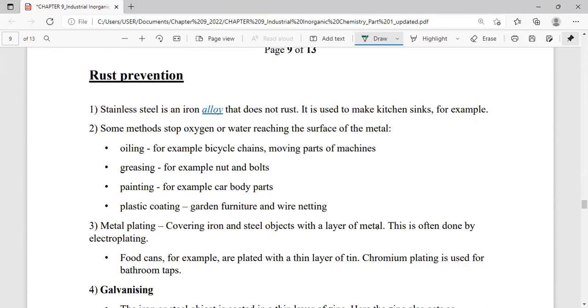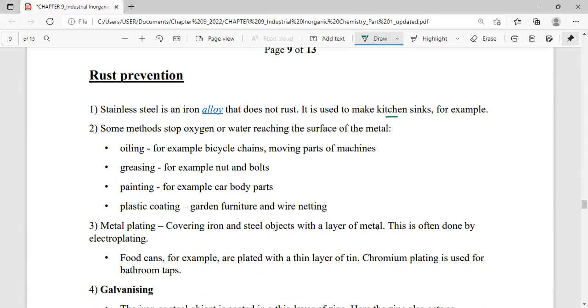Okay, good. Now, stainless steel. So one method of rust prevention is to convert iron to stainless steel, because stainless steel is an alloy that contains other metals as well. Together with iron, there's also chromium and nickel. So it doesn't rust, and it has got many uses. It's used to make kitchen sinks and cutlery, for example.